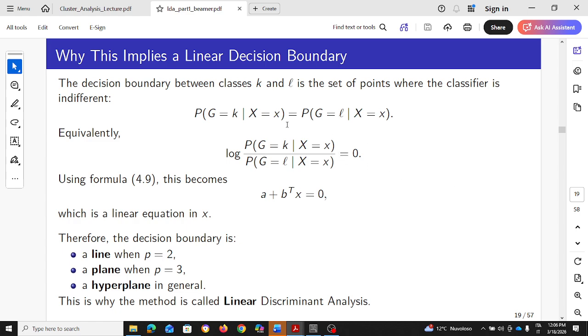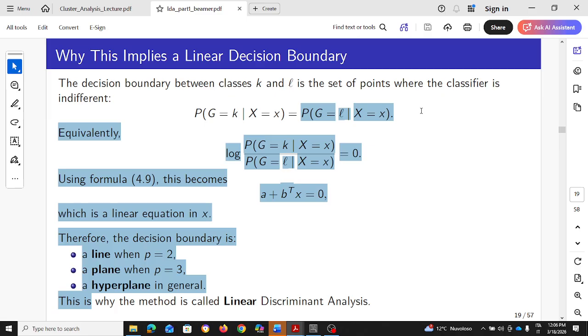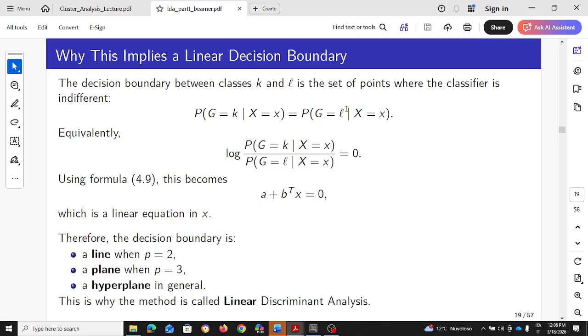So for class K, we have this. For class L, we have this. And to do their comparison, we take the log ratio. We said it's equal to 0. And this is that line, that line where we want to discriminate. Okay? We want to know that line. So this equation gives us this line.